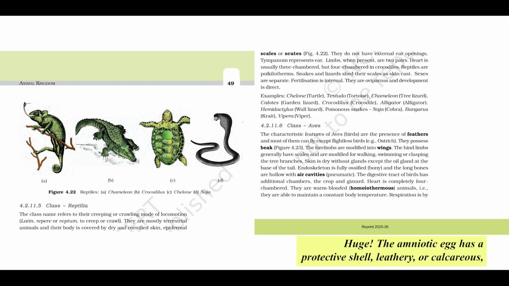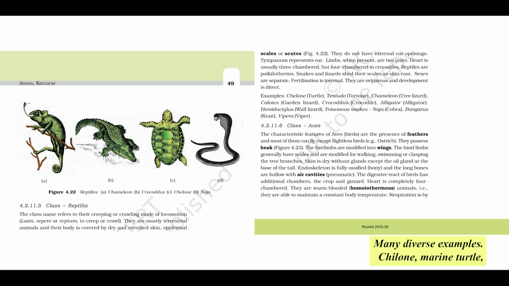Huge! The amniotic egg has a protective shell, leathery or calcareous, and internal membranes, amnion, chorion, allantois, yolk sac, that protect the embryo from drying out, provide nutrients, store waste, and facilitate gas exchange. This allowed reptiles to reproduce entirely on land, completely breaking the dependence on water for reproduction that amphibians have. Development is direct, the young hatch as miniature versions of the adult, no larval stage. Amniotic egg equals true independence from water for reproduction.